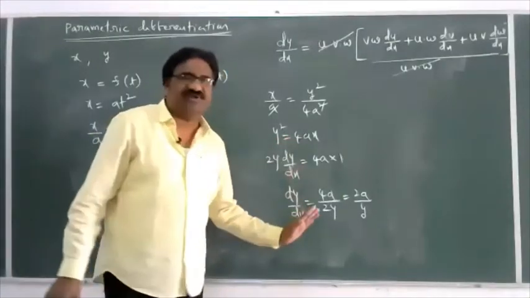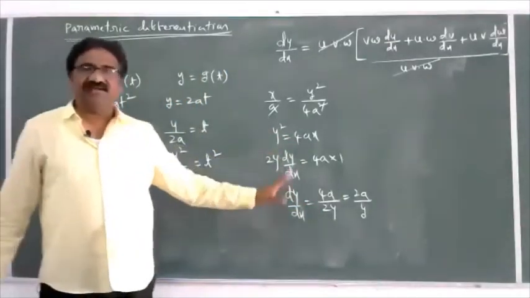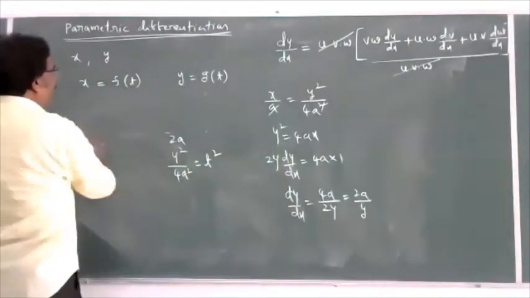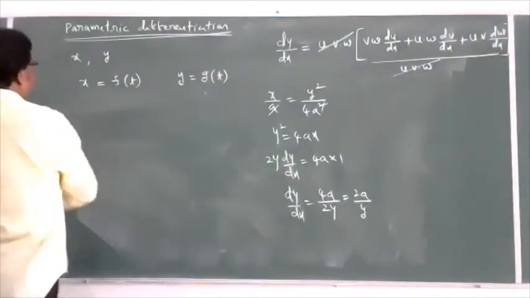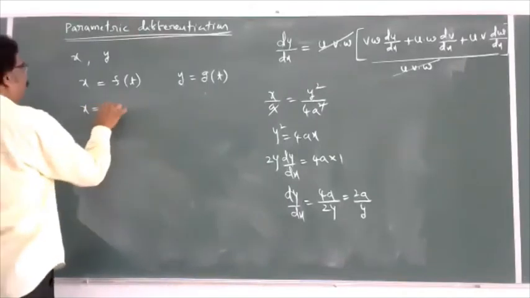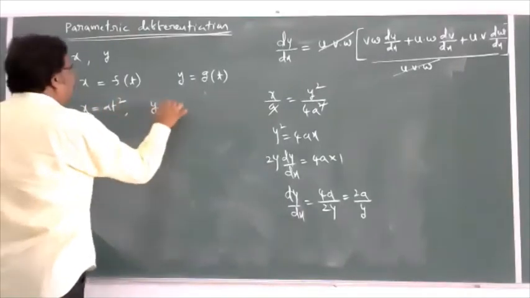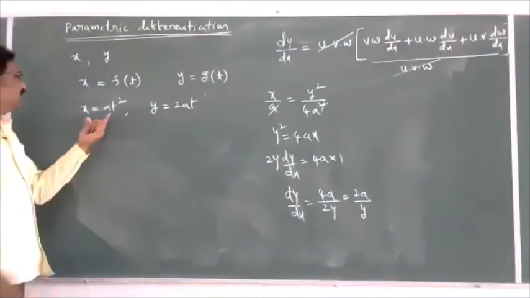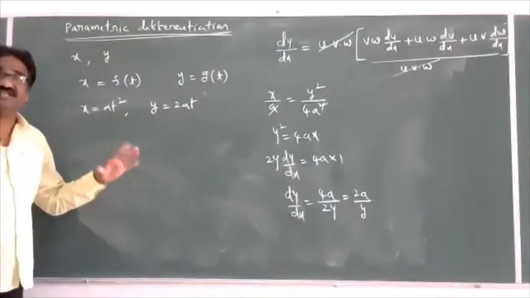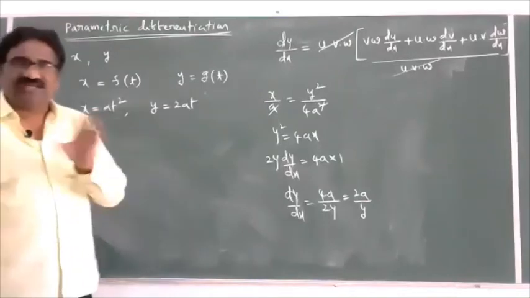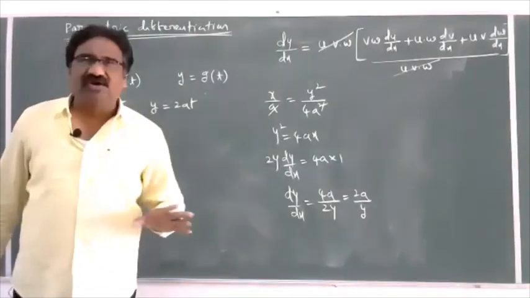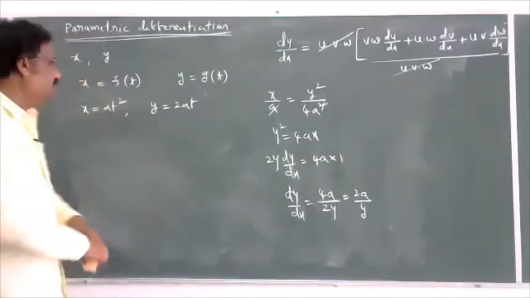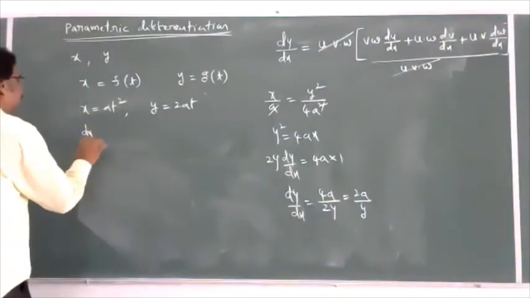Then you go for differentiation, then you get dy by dx. This is one process. And another process, for example, x is equal to at square and y is equal to 2at. First, differentiate the first given function with respect to t on both sides. What is the third variable here? t is the third variable. That's why you can differentiate both sides with respect to t. That is dx by dt.